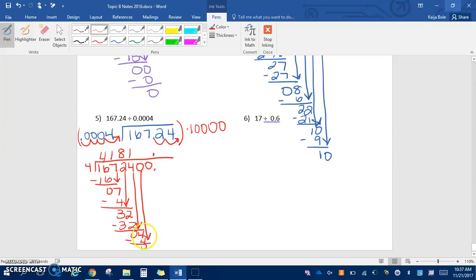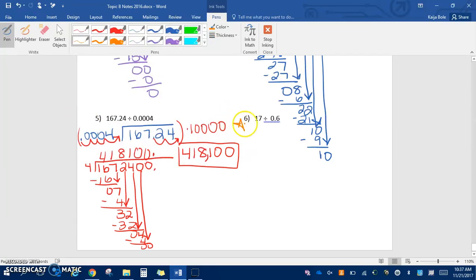So now I do have to keep bringing down these zeros, but you know that 0 groups will go in. So I'm just going to fill in these last 2 places with 0, but you do have to fill them in because of that decimal. You cannot just leave it as 4,181. So my final answer would be 4, 1, 8, 1, and 2 zeros. So that would be 418,100.